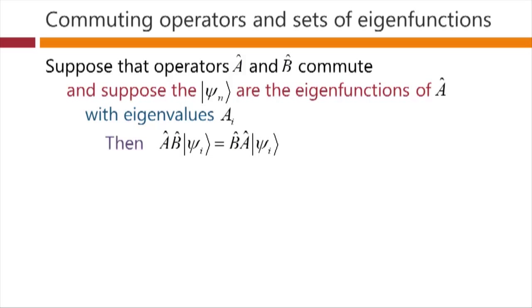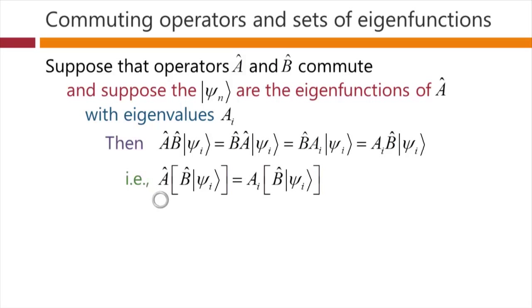Then, because these operators commute, A after B operating on psi should be the same thing as B after A operating on this same psi, this psi I here. And of course we know what A operating on psi I gives us. By definition, because the ai are the eigenvalues of the operator A, then A operating on psi I gives us ai times psi I. And of course, this is just a number here, so we can move it around. It commutes with everything. So that means this is all equal to the number ai times the operator acting on psi I.